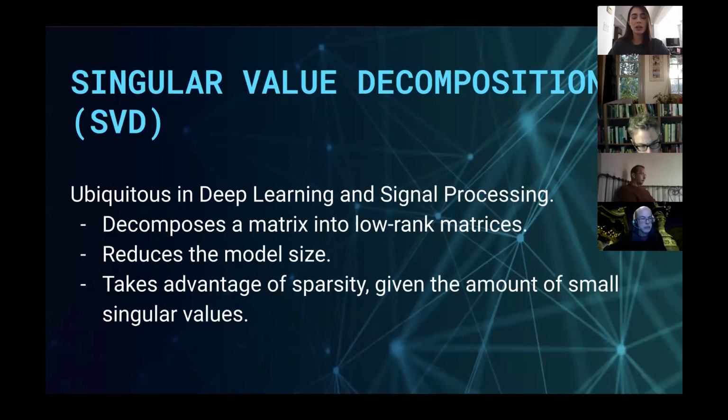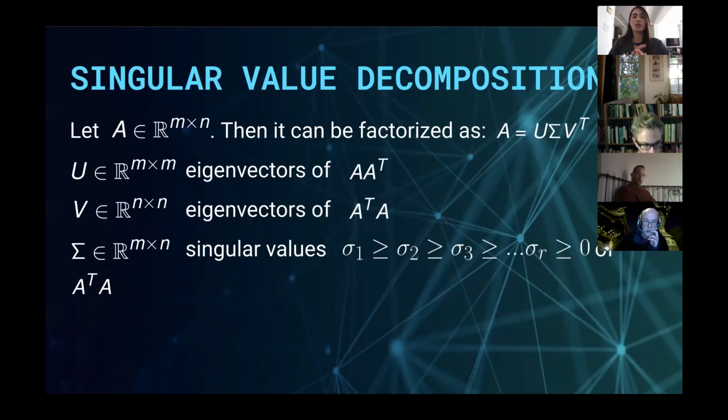When you find the singular values of these sparse matrices, there are a lot of very small singular values, and those are the ones that we're going to take out because they don't contribute to information in our data. So this is the summary of what singular value decomposition is.